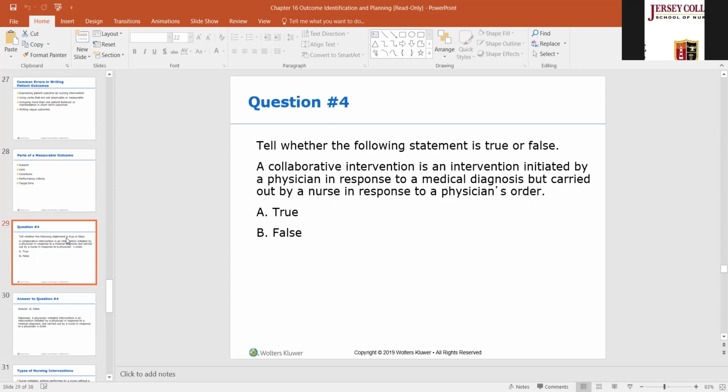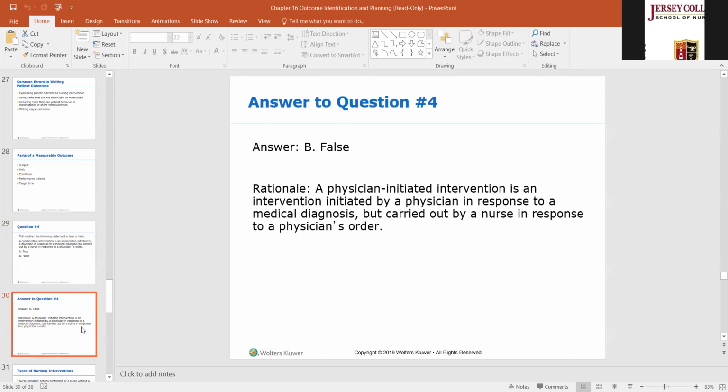So let's go back and read that again. The collaborative intervention is what it asked us about, okay? But the answer was false because it's a physician-initiated intervention that is initiated by the physician. A collaborative one actually could also be initiated by the nurse, right? The nurse could come in, see the patient, and decide that the patient needs something that she can't provide within her scope of practice. So she reaches out to the physician and the team, who then give the orders, and she can carry it out. But it could be initiated by any team member.